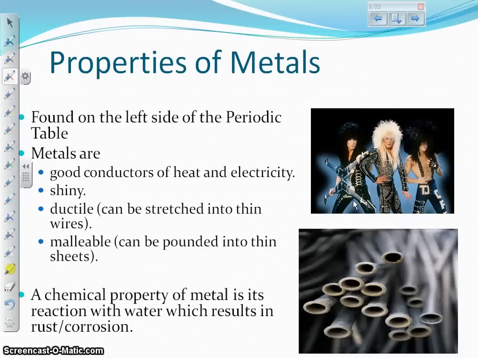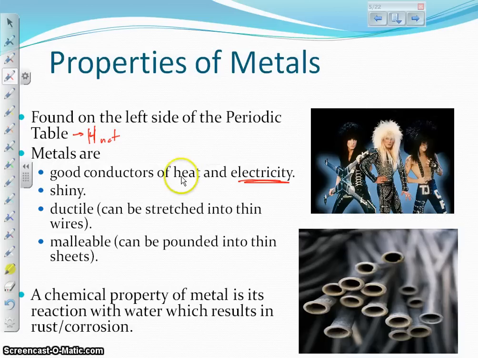Anyways, when we look at metals a little more in depth, we know they're found on the left side of the periodic table, and again, except for hydrogen, because it's not. Metals themselves are great conductors of heat and electricity, and you should know that because all the wiring in your house is made of metals, generally copper or aluminum.